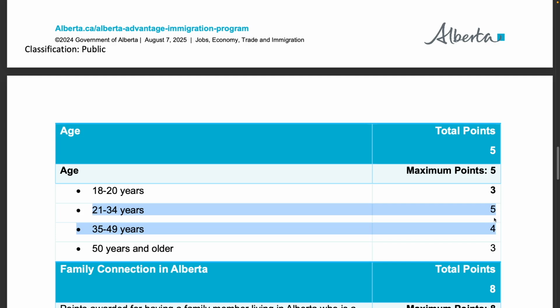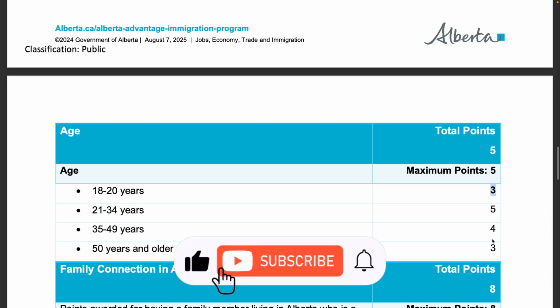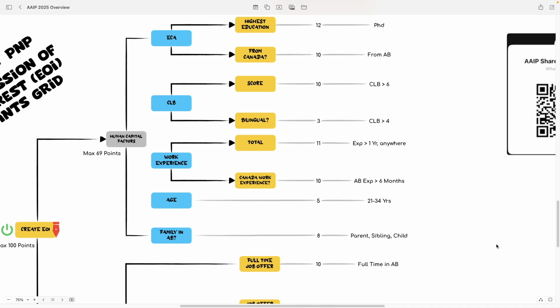You get pretty decent points for that. Even if you are younger or a bit older, doesn't matter. The point drop is not as significant. But guys, age is something we cannot control. So let's not worry about it. It has only 5 points.